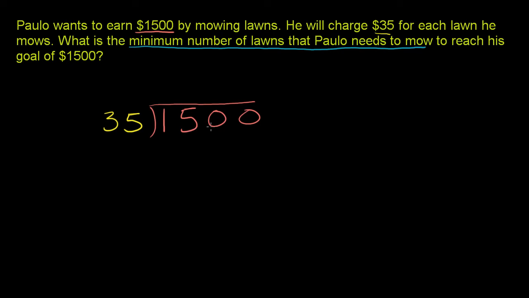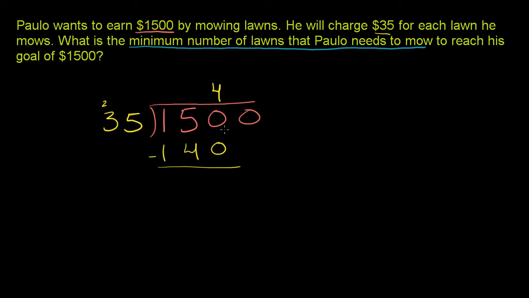35 goes into 150. Well, 30 goes into 150 5 times. 35 is bigger, so it won't go into it 5 times. Let's try out 4. Let's see if it goes into it 4 times. 4 times 5 is 20. So let's regroup the 2 or carry the 2. 4 times 3 is 12. 12 plus 2 is 14.